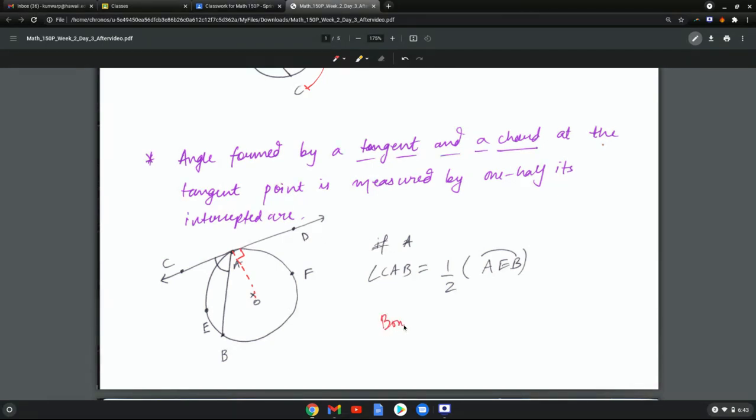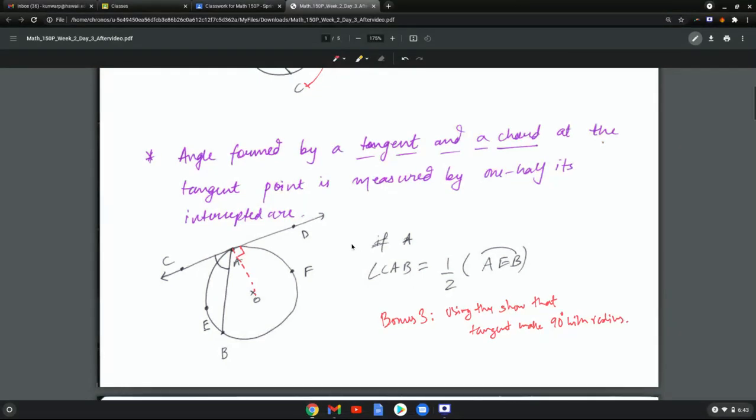Bonus here. This is the third bonus question. Using this, show that a tangent makes 90 degrees with the radius. Okay, you can use this relation to find that.